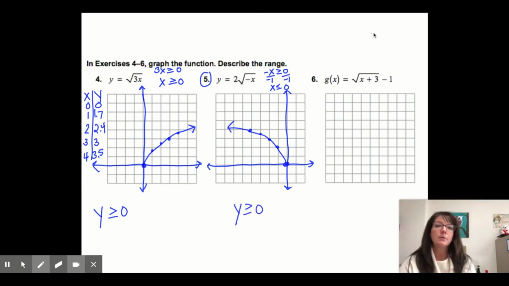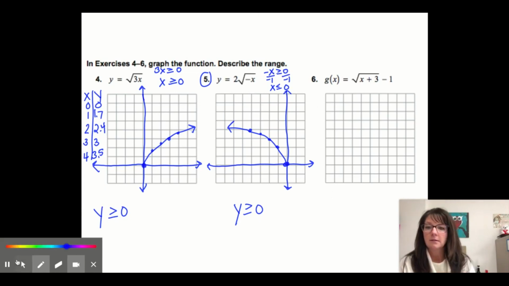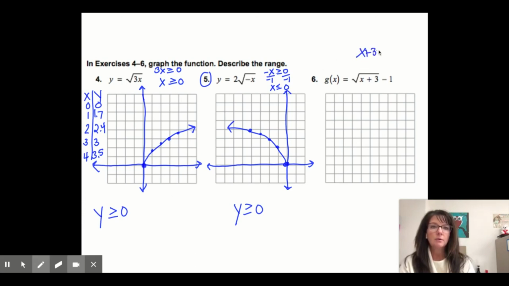All right, for number 6. In number 6, we have x plus 3 to be greater than or equal to 0. So we want x greater than or equal to -3. So we make our xy table. We can start with -3, -2, -1, 0, 1. So we would substitute this in.